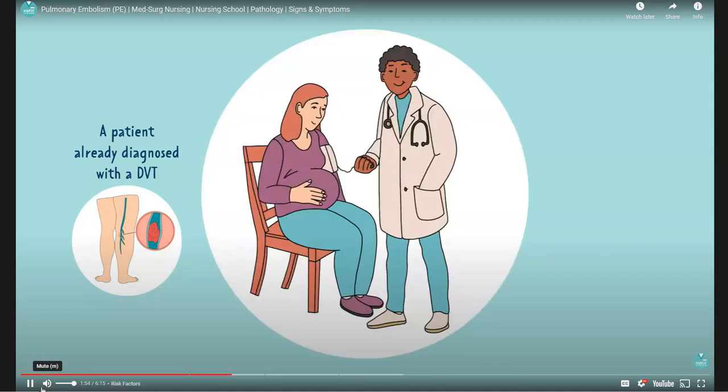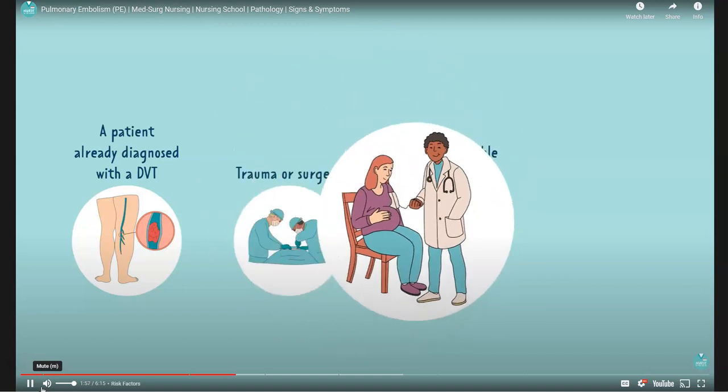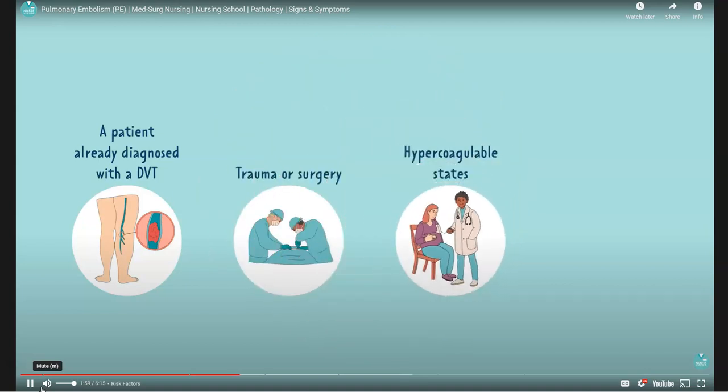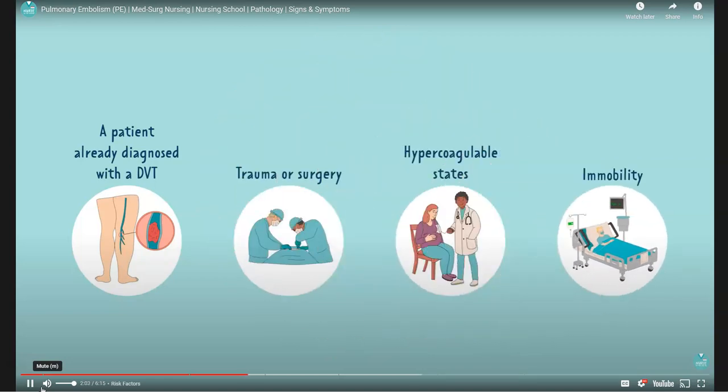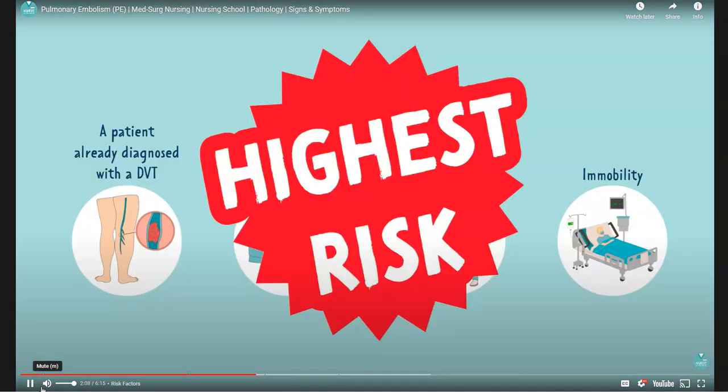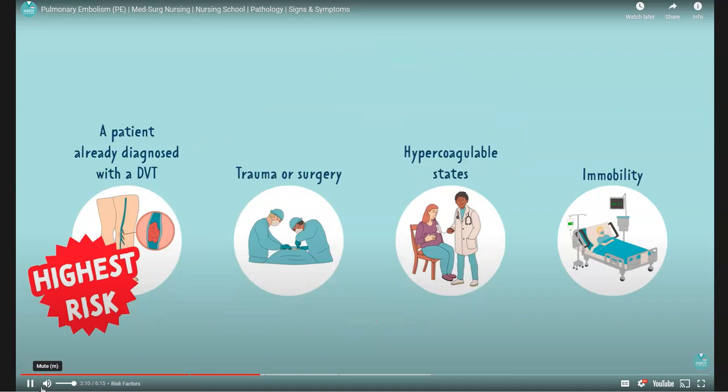A hypercoagulable state, you want to think pregnancy or oral contraceptive use. Immobility like bed rest, bedbound patients, these can all increase someone's risk for developing a PE. But again, the most common cause are those blood clots or a dislodged DVT.